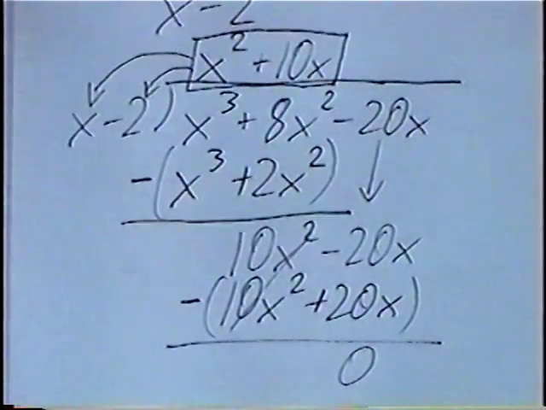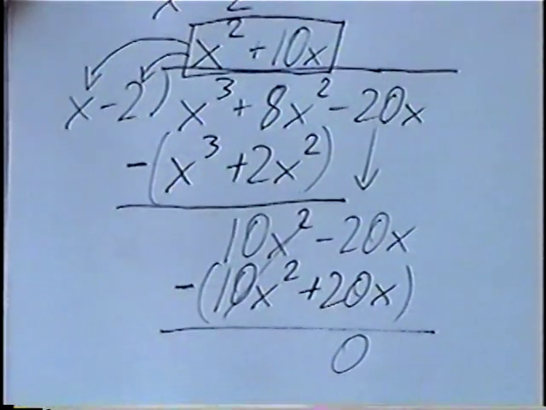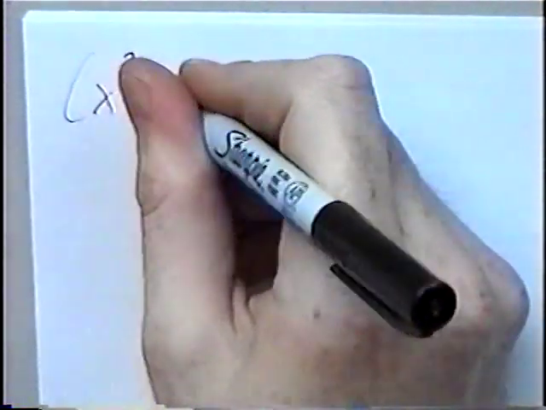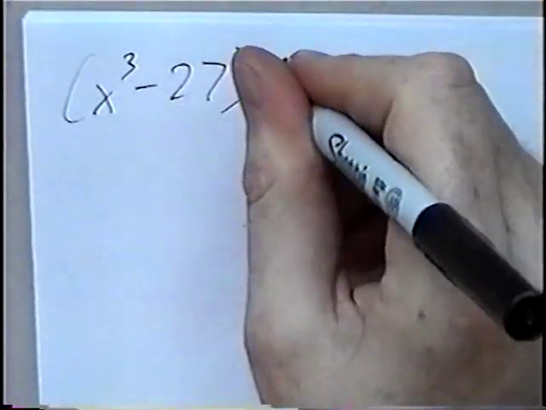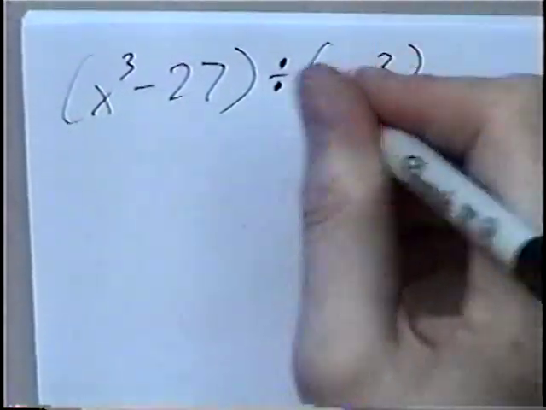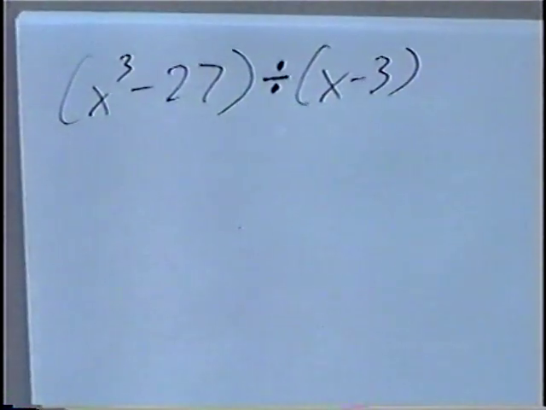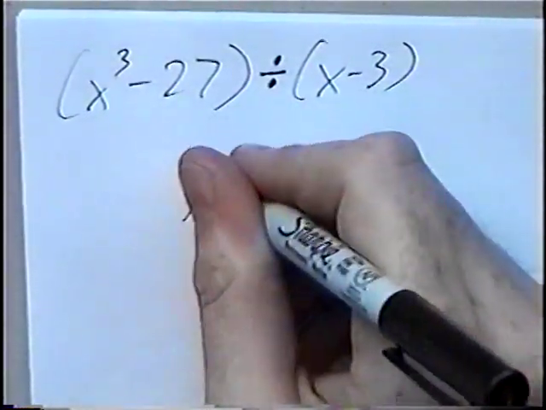Next question, and last question for the section. In parentheses, x cubed minus 27, with a division symbol, dividing by x minus 3. So again, dividing using variables, we can use long division. Again, we'll set up the long division symbol.